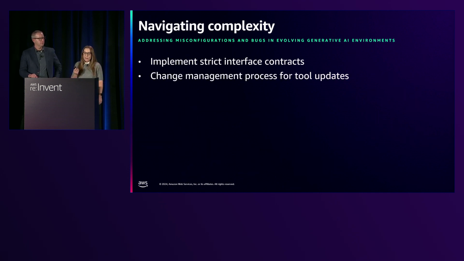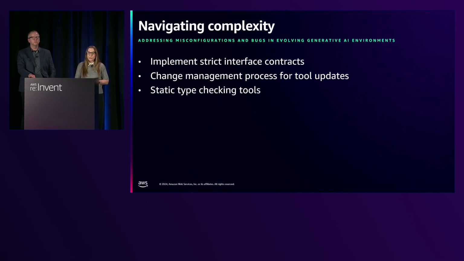Again, the rapidly evolving tools like LangChain and Streamlit present another challenge. Make sure that you establish a rigorous change management process for tool updates, and also implement automated testing pipelines that validate new tool versions against your existing AI workloads. The heavy use of Python, while flexible, can lead to type-related bugs. So adopt static type checking tools to catch type-related errors early in the development process.